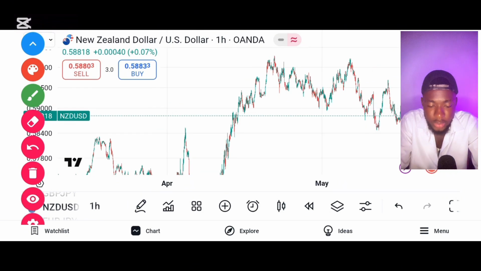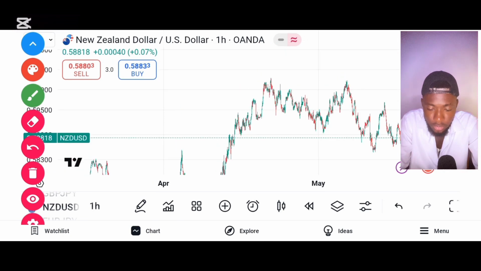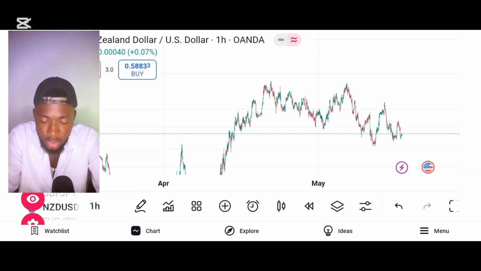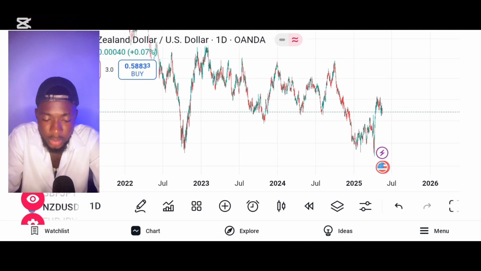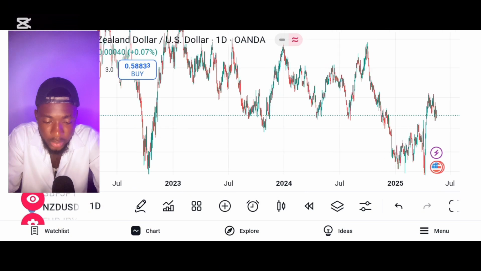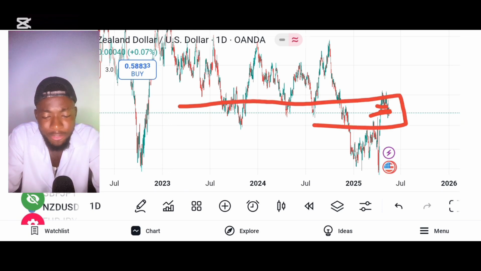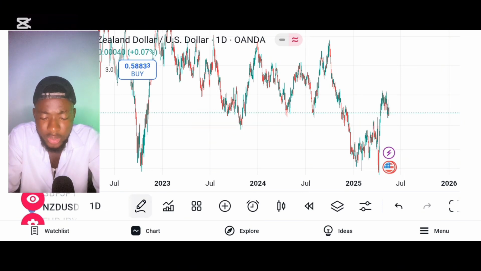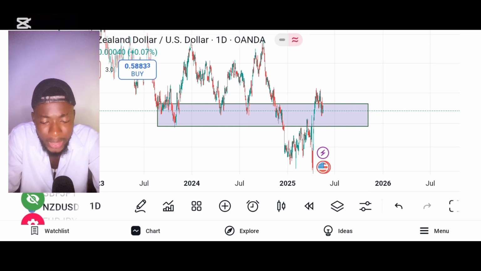So this is NZD-USD. Is there any key level here? Let me look. Okay, let's check the higher time frame. NZD-USD in the higher time frame. You can see that you cannot actually start buying at this portion. Why? Because if you look back, you see that there is a key level here. Let me use a rectangle for it. So you can see that there is a key level here.